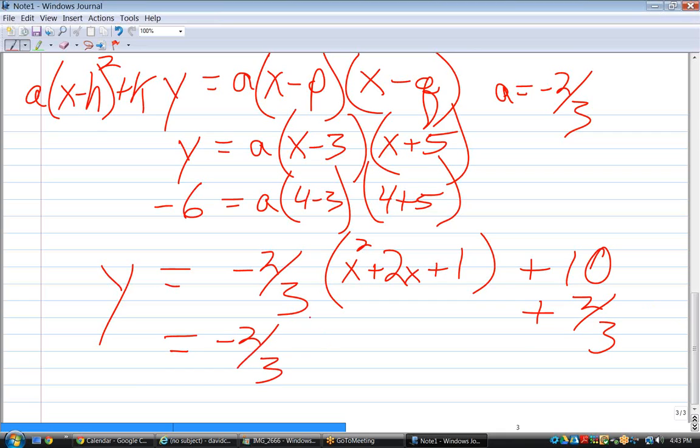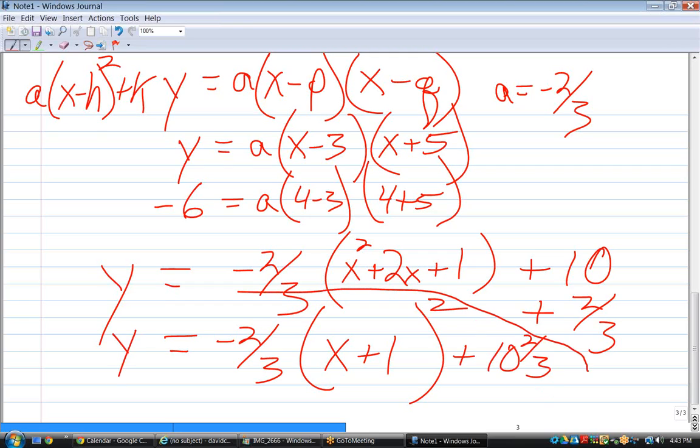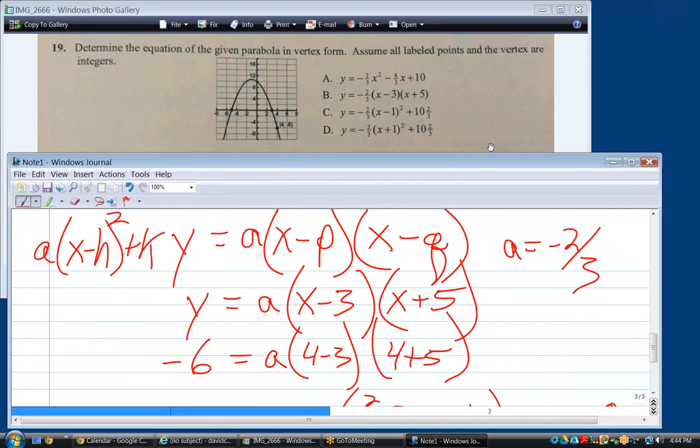Minus 2/3 times, how can I write this? In other words, the whole reason you complete the square is so I can write this as a linear factor squared. So would it be x plus 1? Yes, squared plus 10 and 2/3. There's the formula that they're looking for in vertex format. That is D.